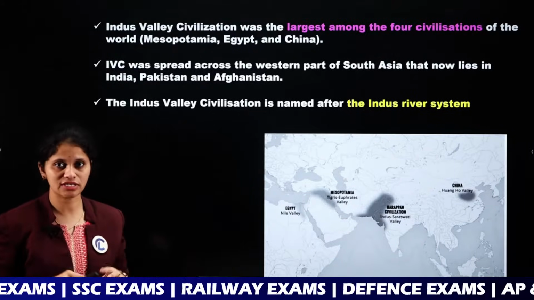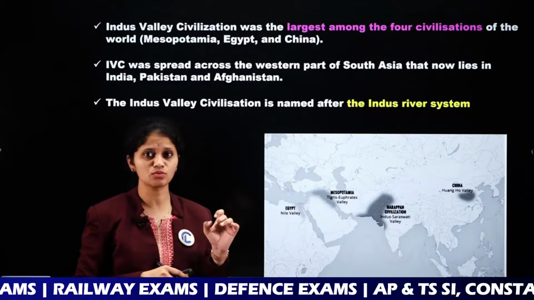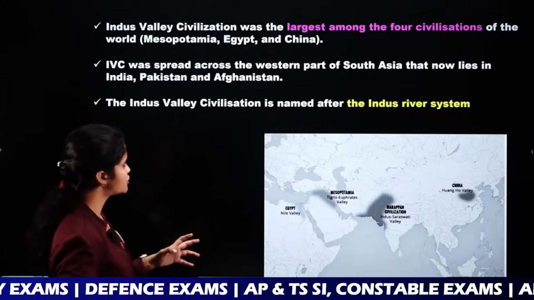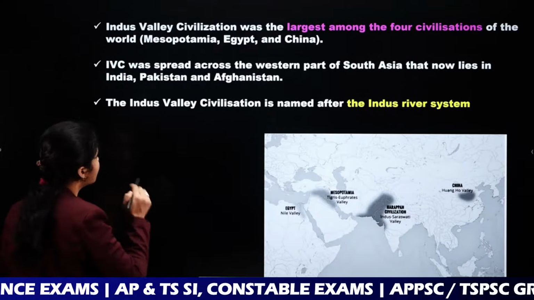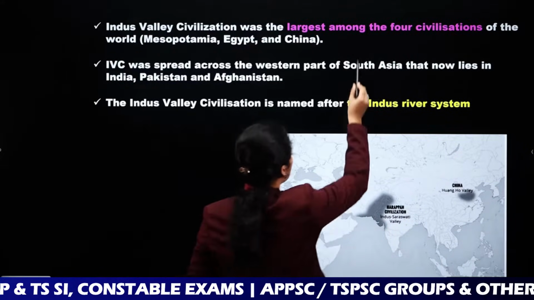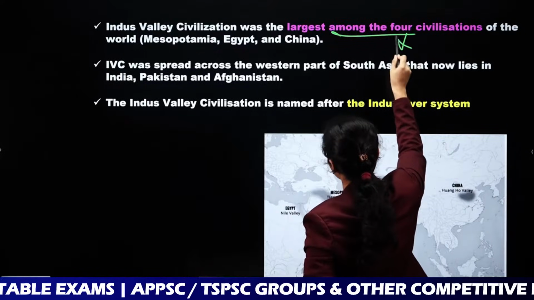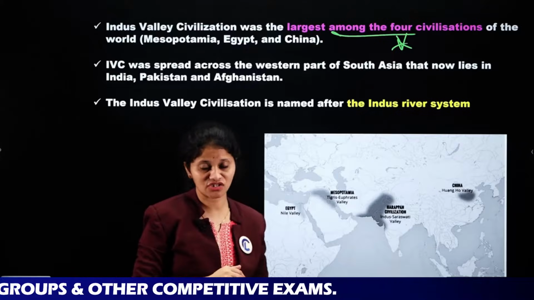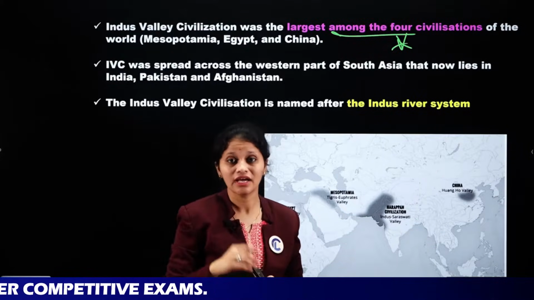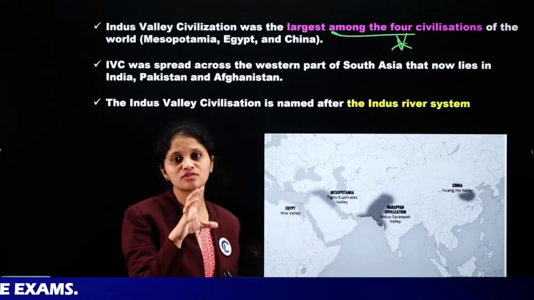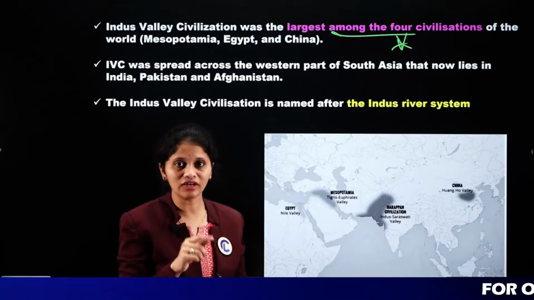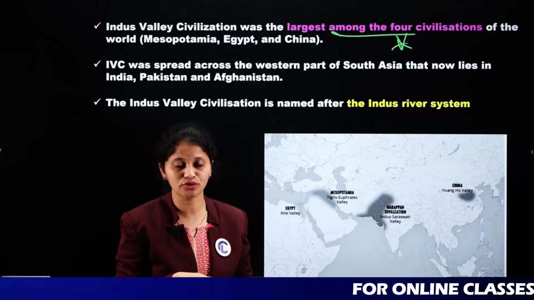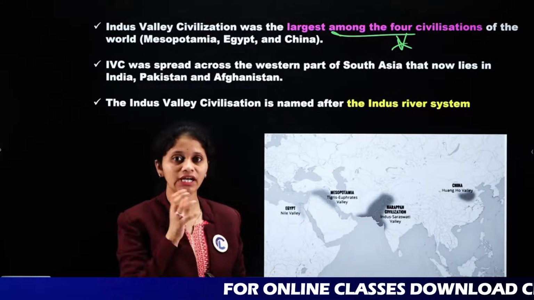Let us know the introduction part. Just now I have discussed Indus Valley Civilization, right, and also some of the important facts. Indus Valley Civilization was the largest among the 4 civilizations of the world. Actually, during the time of Indus Valley Civilization, there were 4 civilizations. One in the Indian subcontinent is Indus Valley Civilization, but in the whole world there were 3 other civilizations also at that particular time. What are the other 3?